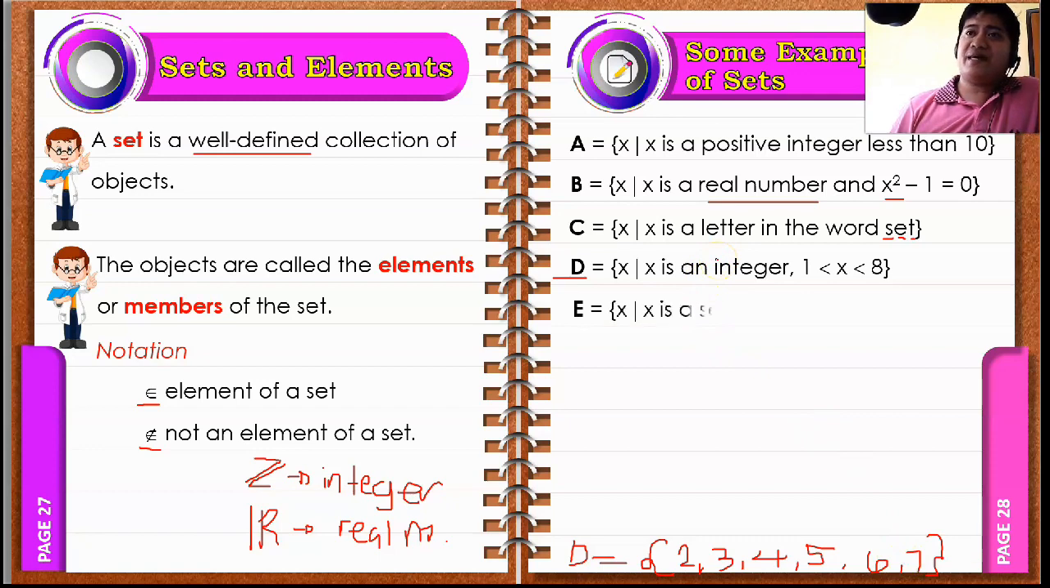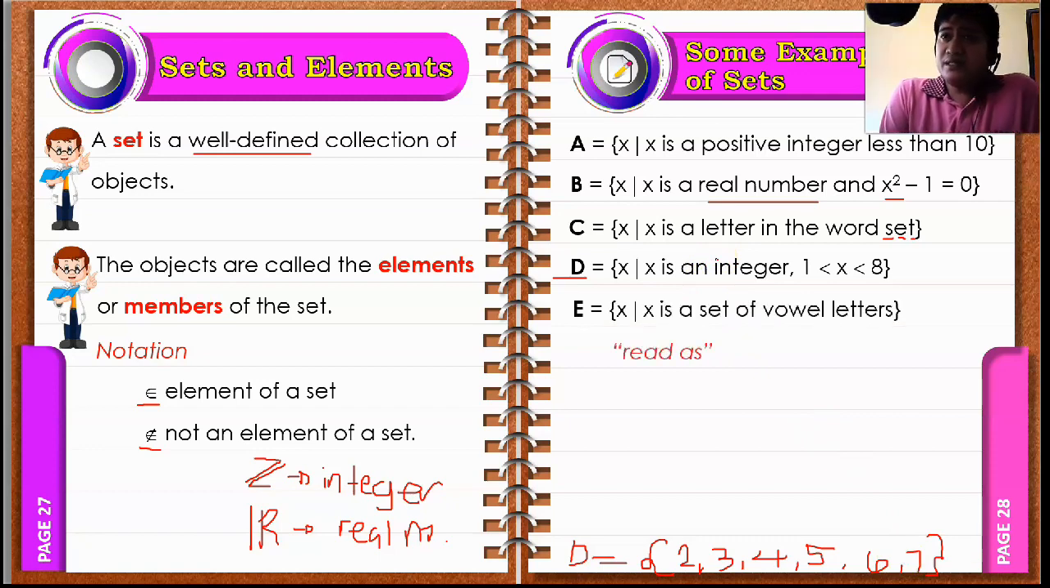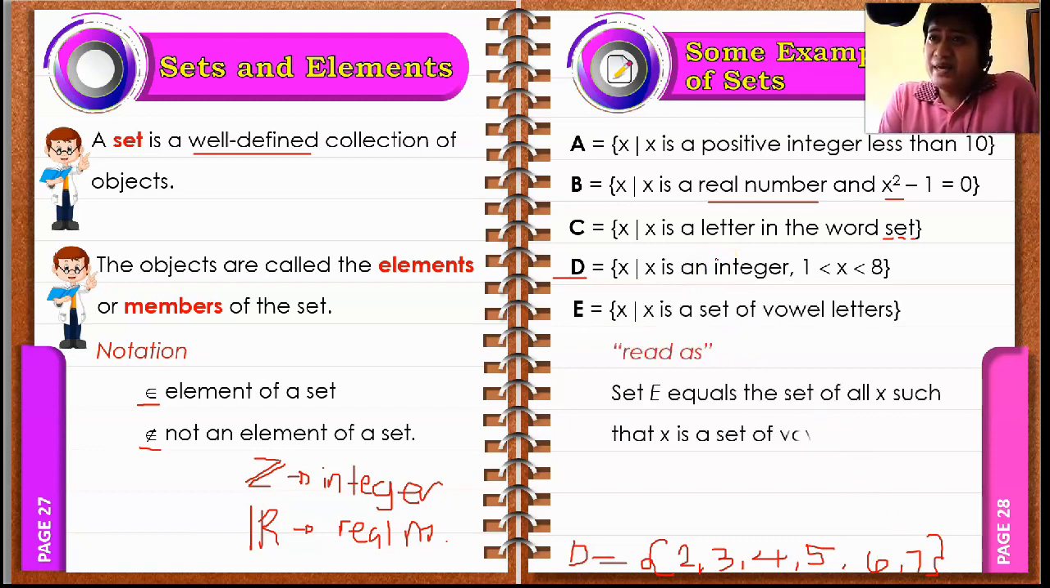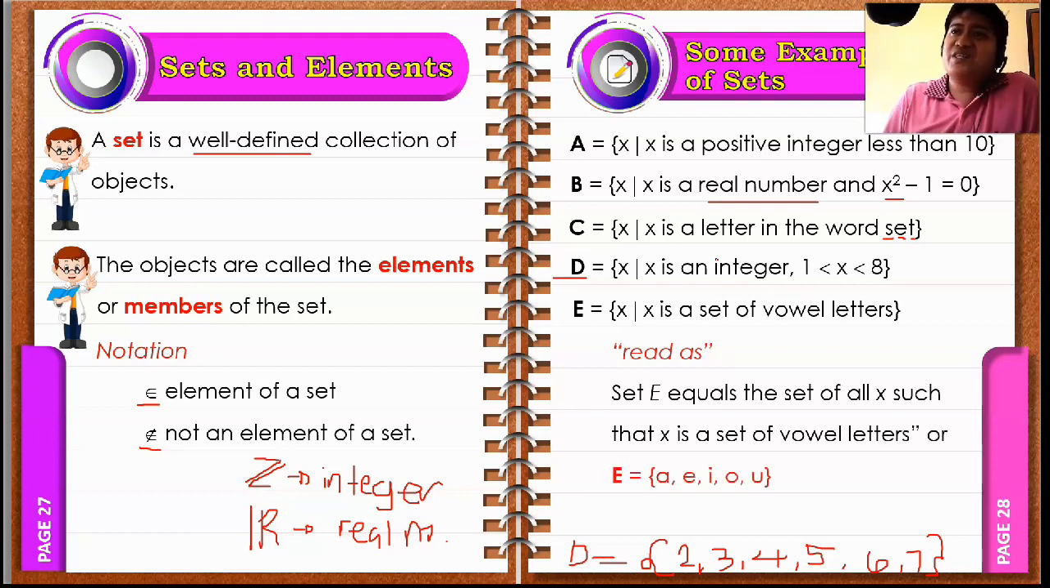Okay, and another final example for sets. We have the set of all x such that x is a vowel letter. The vowel letters in our alphabet are A, E, I, O, U, and these are the elements of the set.